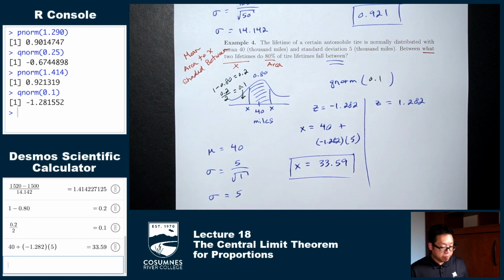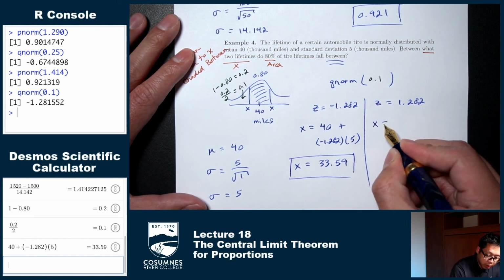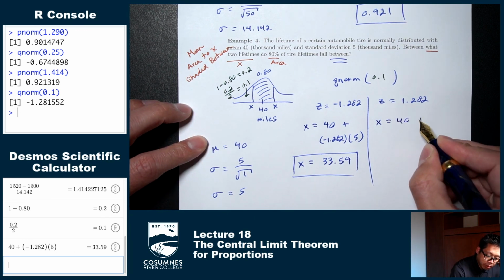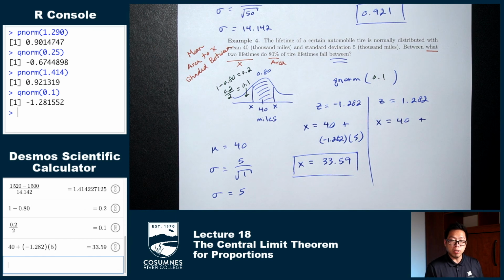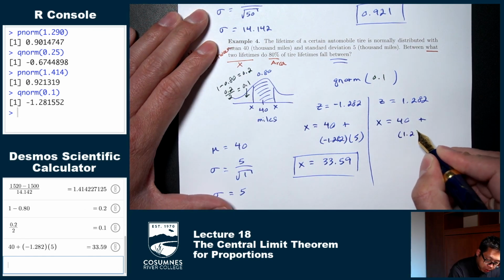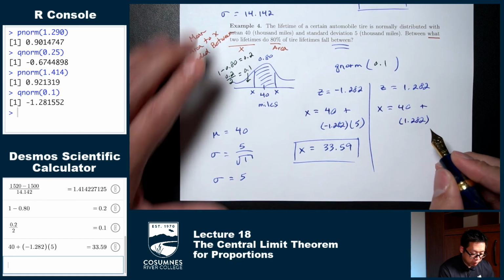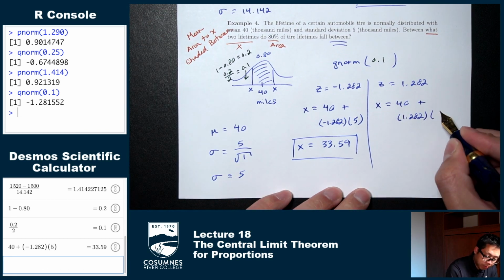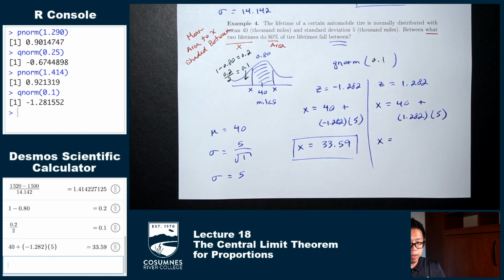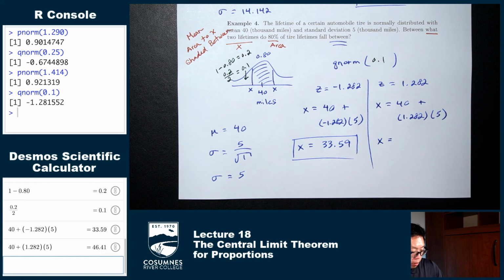Same thing for the other z. X formula, x equals mu, which is the mean, 40, plus z times the standard deviation. Z here is the positive 1.282 times the standard deviation, which is 5. Okay, into the calculator. 40 plus positive 1.282 times 5 is 46.41.